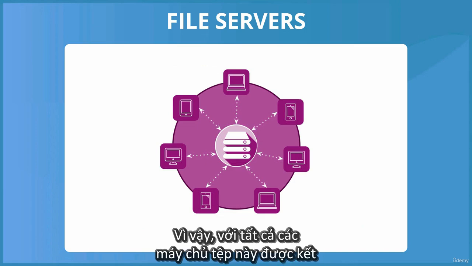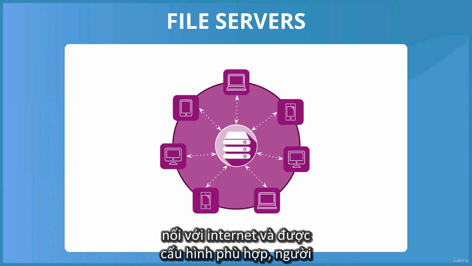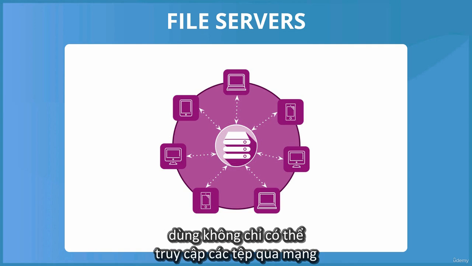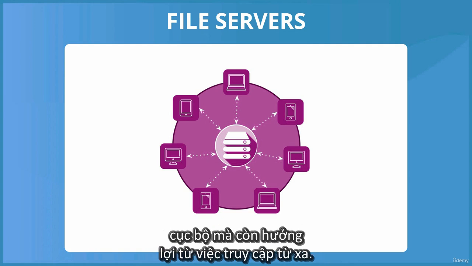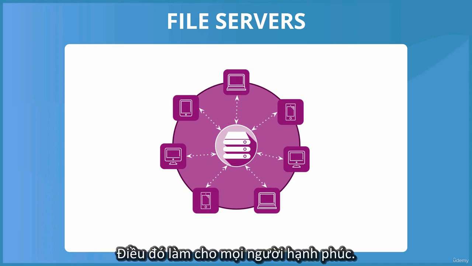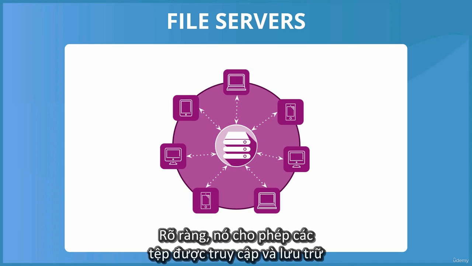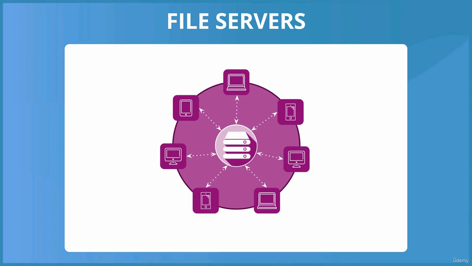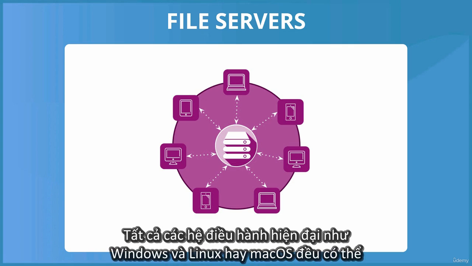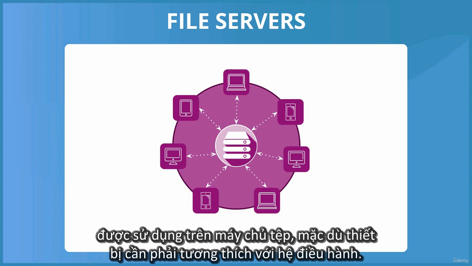So with all these file servers connected to the internet and configured accordingly, users can not only access the files via the local network, but also will benefit from remote access. So that makes everybody happy. Now, obviously, it enables files to be accessed and saved on the file server, even when users are going mobile, right? So all modern operating systems like Windows, Linux, or macOS can be used on a file server, although the devices available in the network need to be compatible with the operating system.